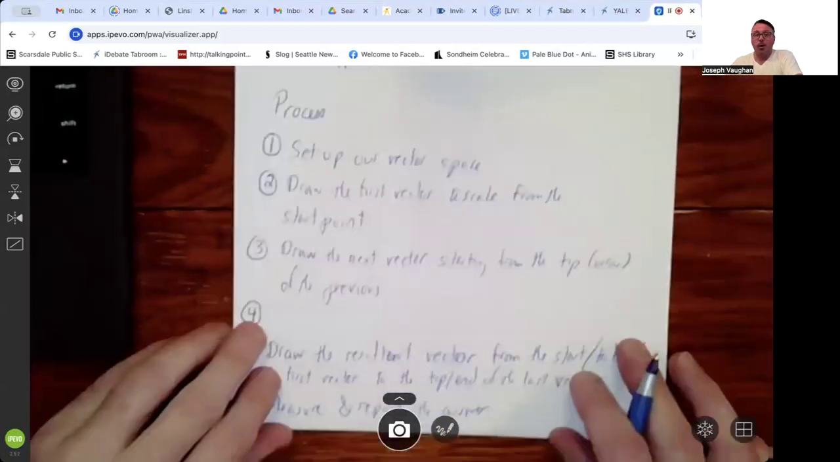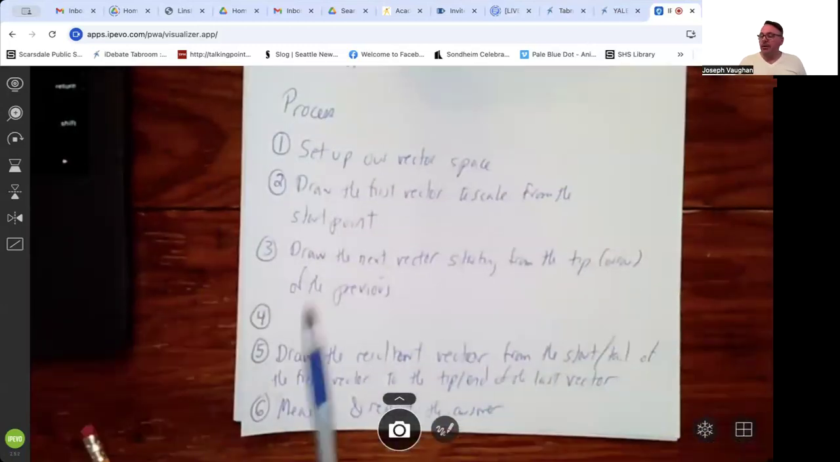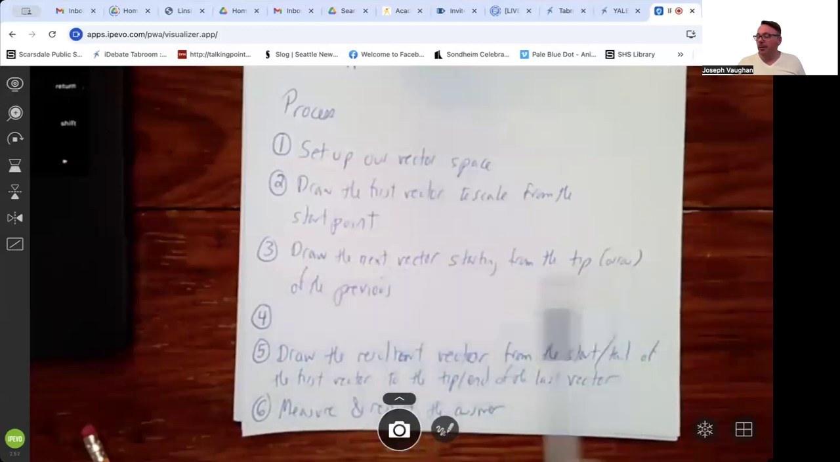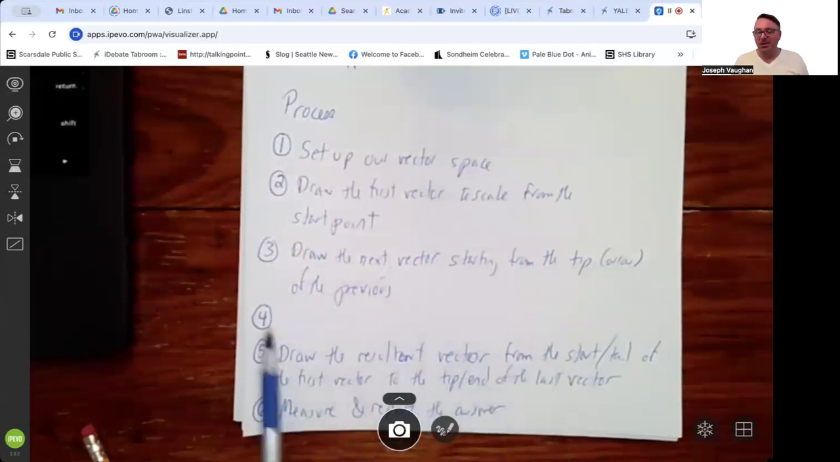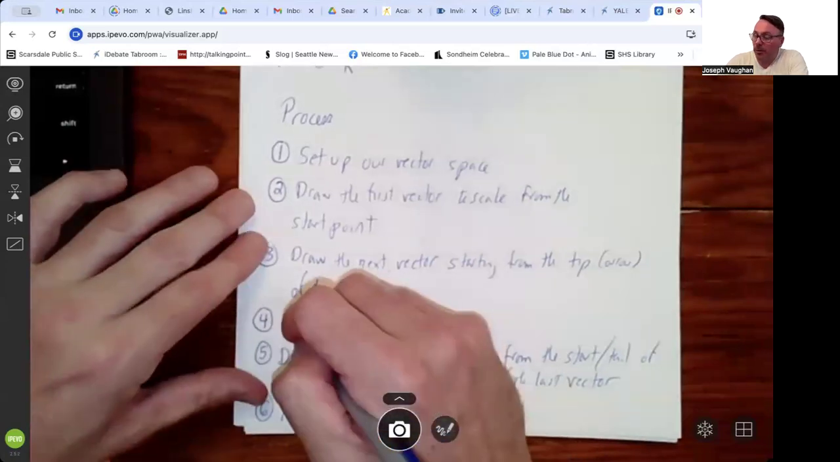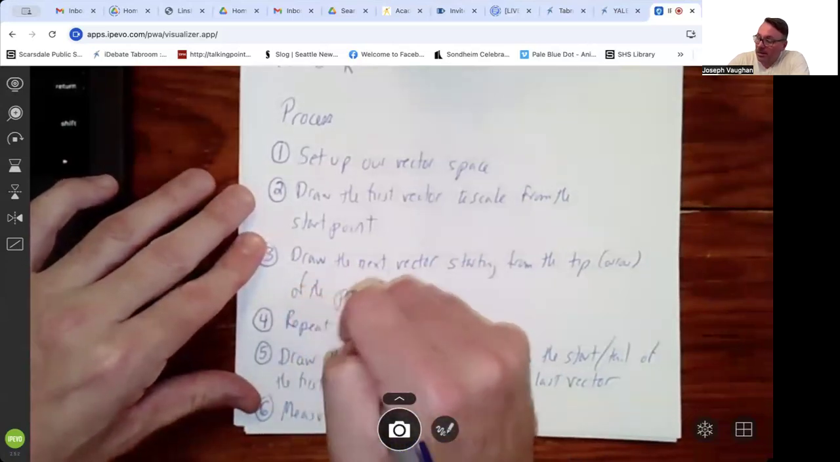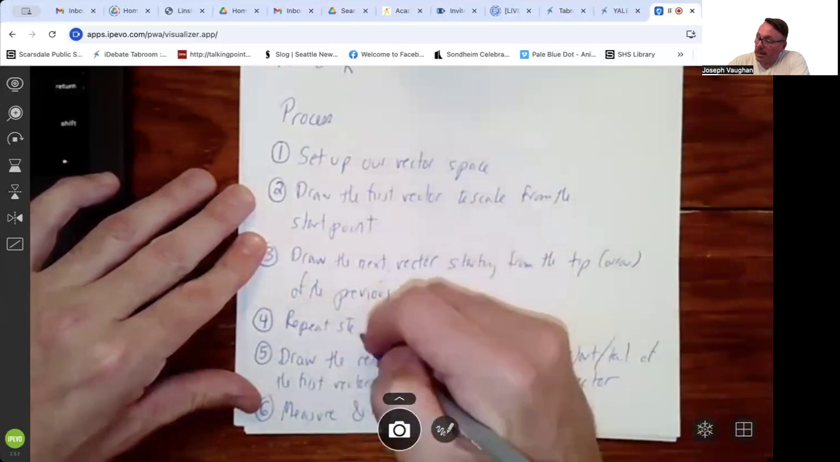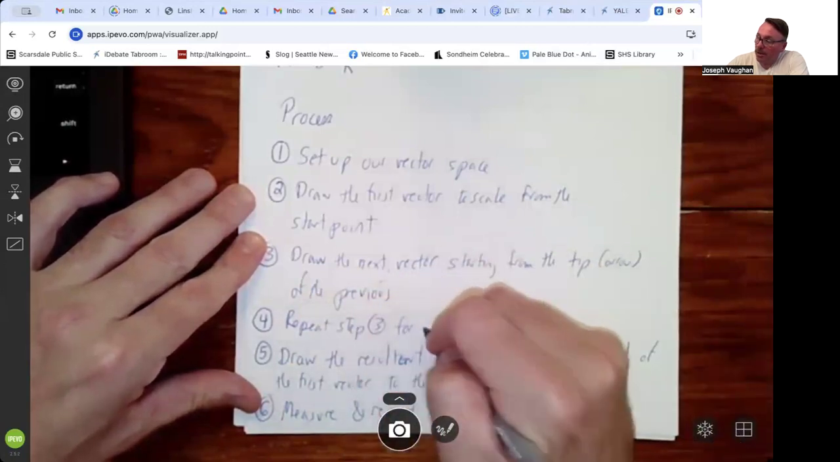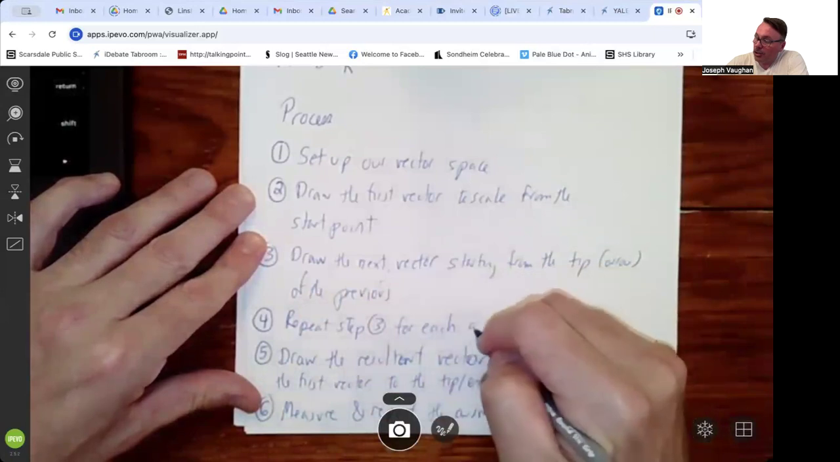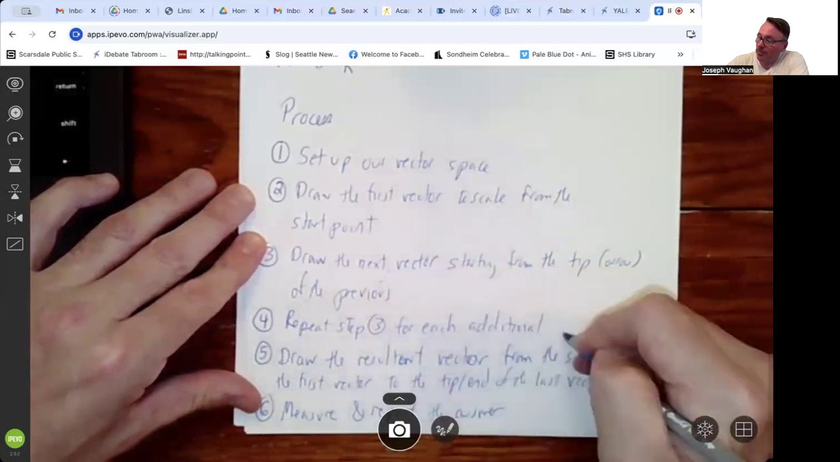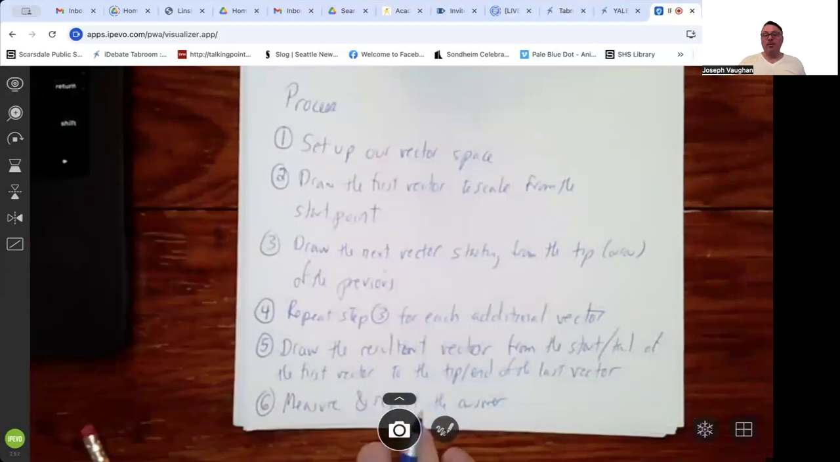Now, what is that fourth step? So if you notice here, draw the next vector starting from the tip of the previous and draw the resultant vector from the start of the first to the end of the last. We're going to have problems with more than 2 vectors. So what's step 4? Step 4 is repeat step 3 for each additional vector. And now we have a process for doing vector addition irrespective of the number of vectors that are offered.